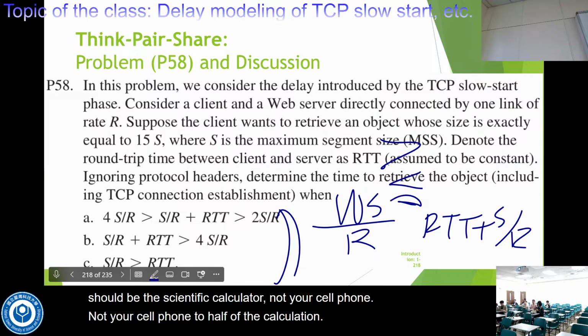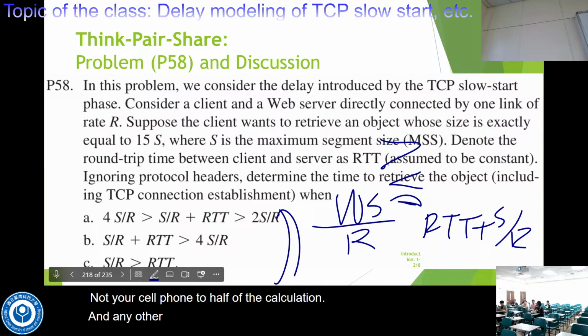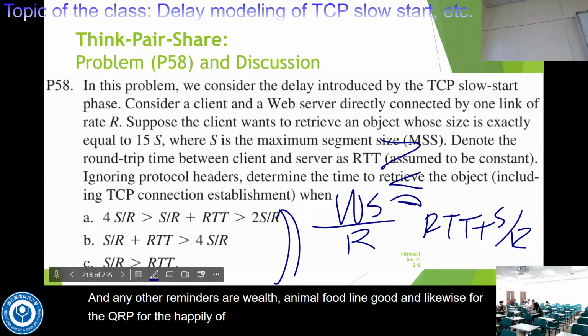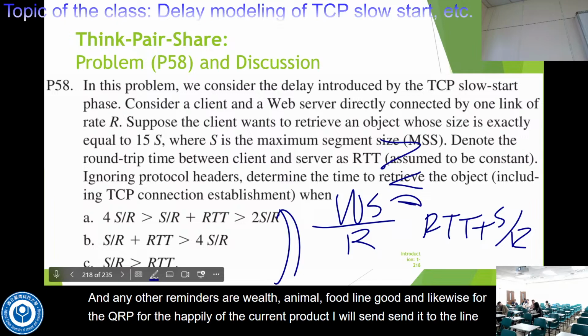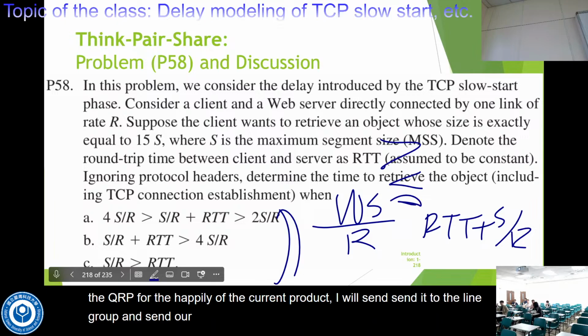And any other reminders I will let you know through the Line group. And likewise, for the QR code or hyperlink for the current problem, I will send it to the Line group, and set the deadline to 4 p.m. today. All right, so that's all for the discussion.